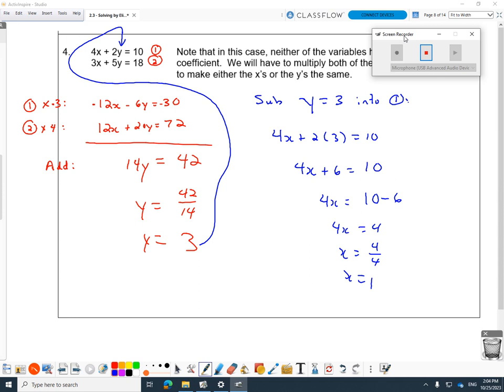Is it done? And I'll use the short form this time. 1, 3. Let me mention one last thing. You can check these answers by just going up here and putting the 1 and the 3 in the equations and make sure it works out.